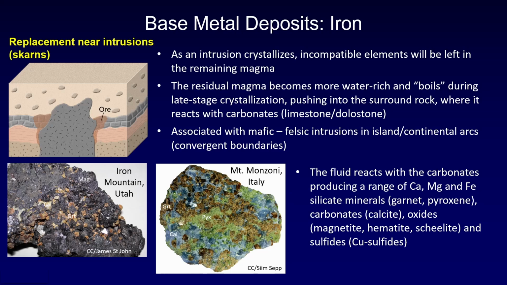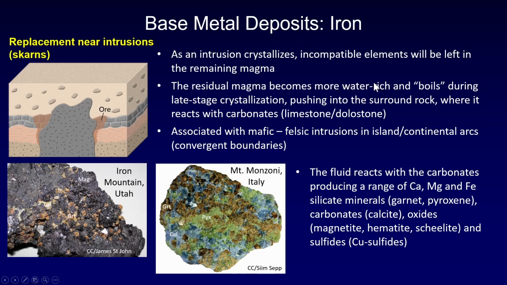And of course, as the magma crystallizes, the amount of liquid left gets smaller and smaller and smaller. And so concentrations of these incompatible elements get higher and higher and higher because the volume of magma is constantly decreasing. So what happens is you end up with this residual magma right at the end of the crystallization process of your intrusion.